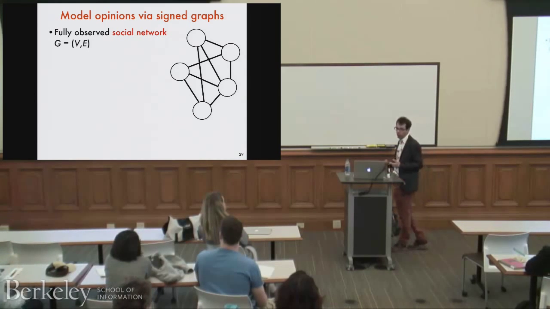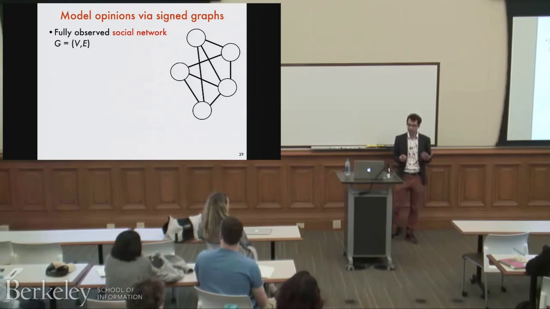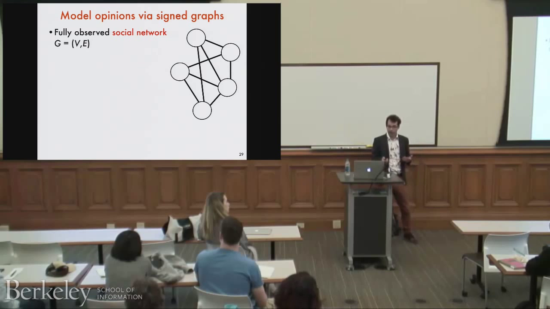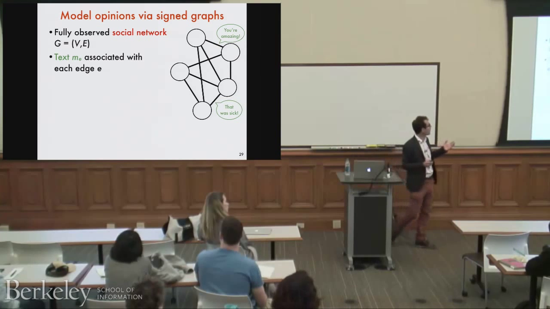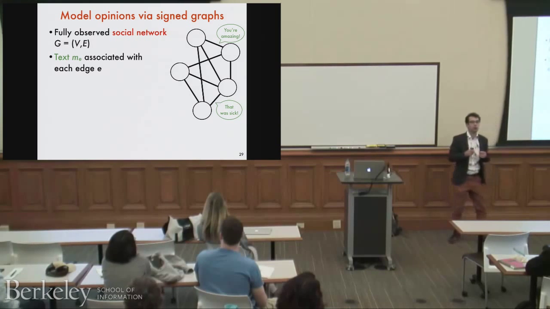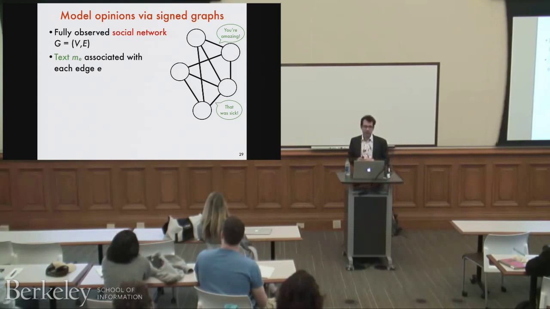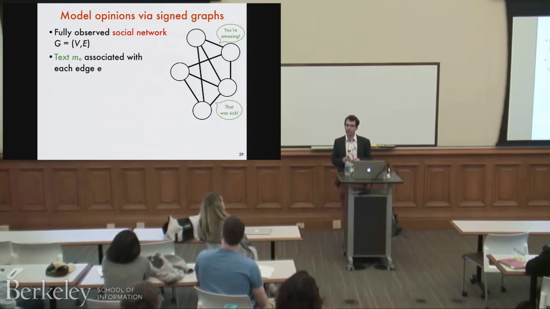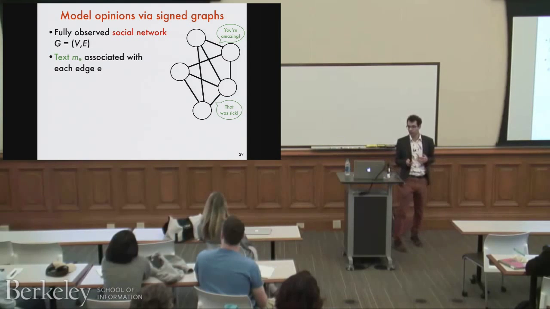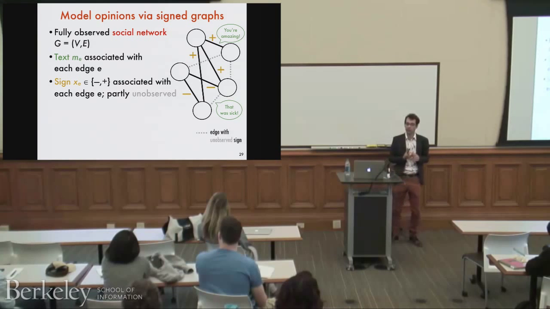So a natural way forward is to model the social network as a signed graph, as is usually done. Here, the nodes of this network would correspond to people, and edges between the people would correspond to who knows whom. And we also assume that there is text associated with the edges. That could be, for example, the messages that are exchanged between those two people.